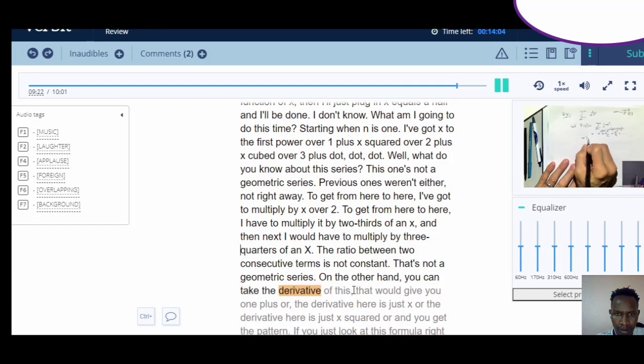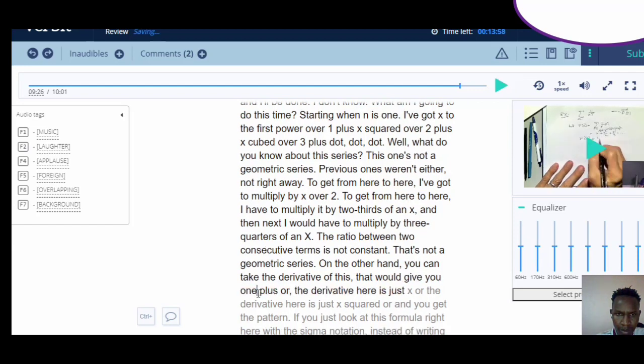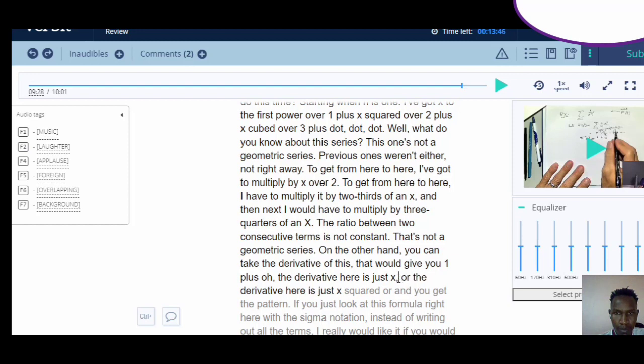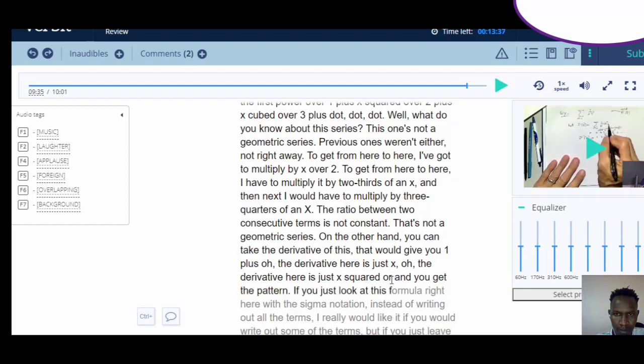On the other hand, you could take the derivative of this. That would give you 1 plus, the derivative here is just x, the derivative here is just x squared. And you get the pattern, I mean, if you just look at this formula.